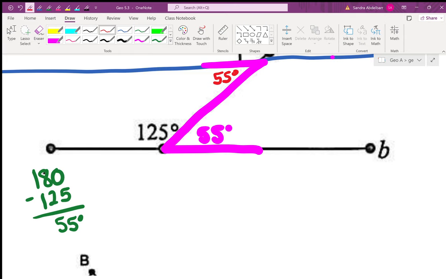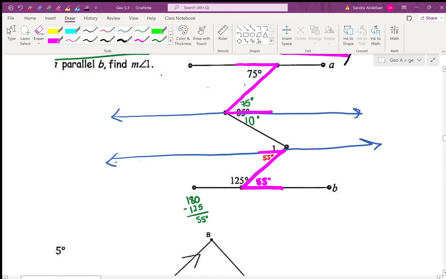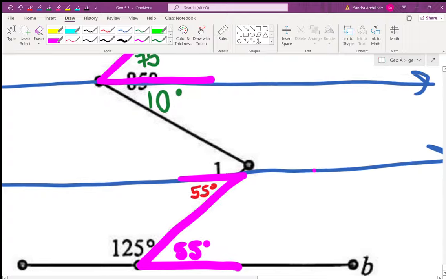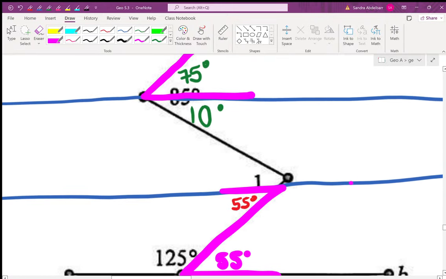I'm not done. I don't need just the bottom part of angle 1. Don't I need the full angle 1? So now I did the top 2 lines. I did the bottom 2 lines. Guess what I'm going to use now? The 2 middle lines that we drew. Now we're going to use the 2 middle lines that we drew. And what am I looking for? A Z.